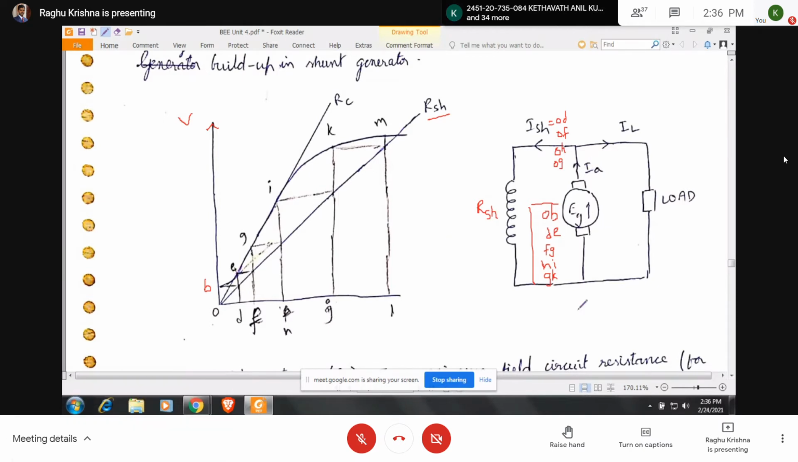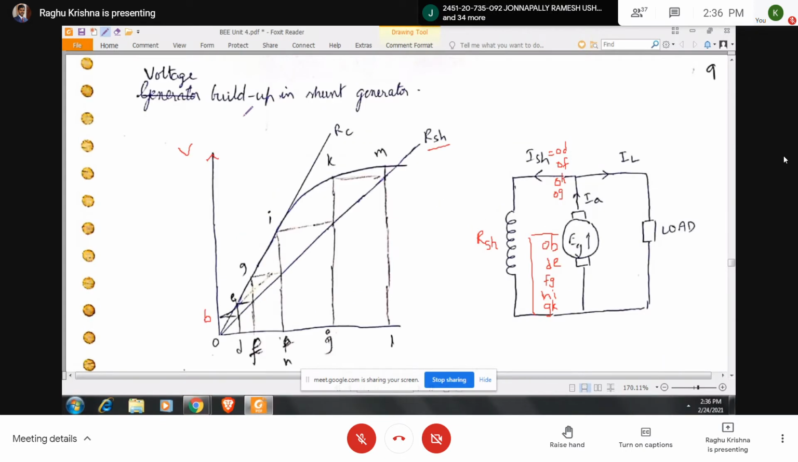Here, if this voltage increases, the current increases. If current increases, generated voltage increases. If generated voltage increases, again the field current increases. If the field current increases, generated voltage increases. So like this, we are going to have EMF build up. So here the generator will build up the voltage. This is the way in which the voltage will be built up in a shunt generator.